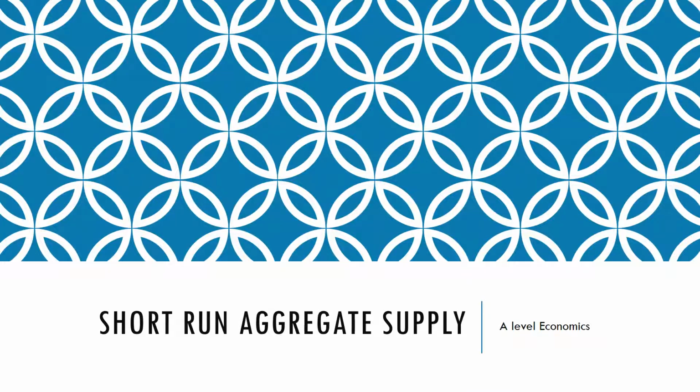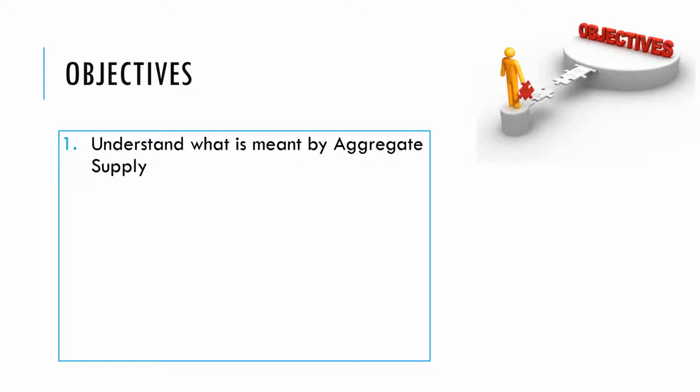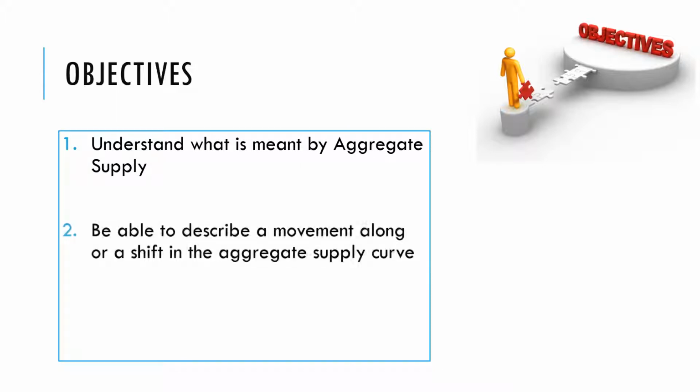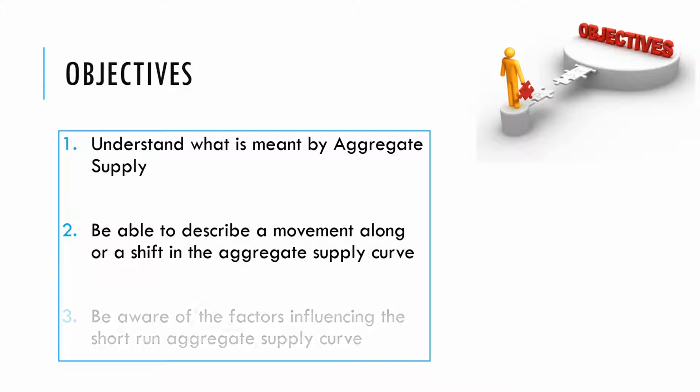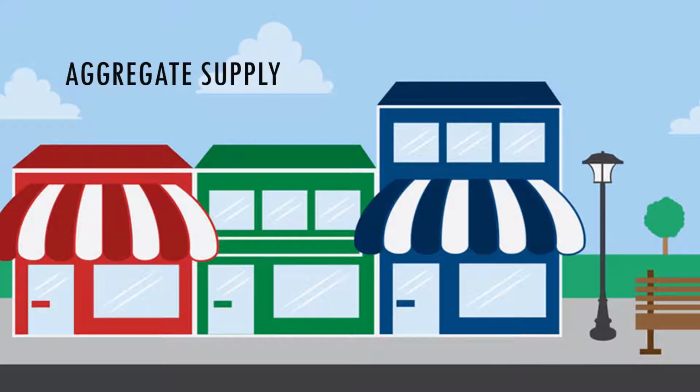Hello and welcome to this video on short-run aggregate supply. In this video today, we're going to look at what is meant by aggregate supply, be able to describe a movement along or a shift in the aggregate supply curve, and finally look at the factors that influence the short-run aggregate supply curve. So let's start off with what is meant by aggregate supply.